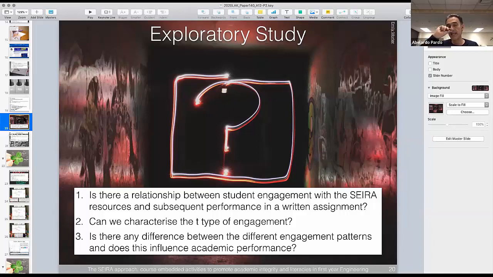So basically, in a nutshell, what we're after is, we thought that these modules were the right approach to support the students to prevent academic integrity issues. How far can we push our insight? How far can we gather data that help us understand what is happening?